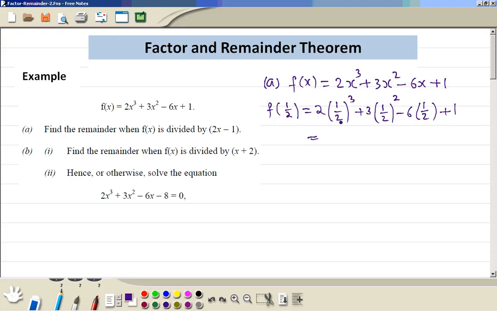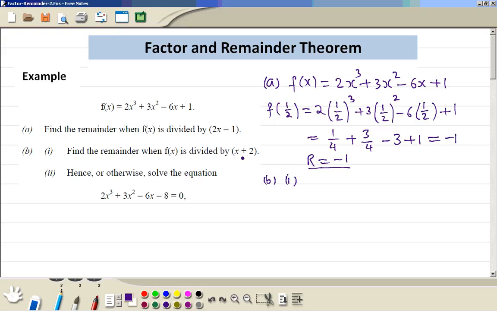So this is 1 over 8 times 2 is 1/4. This is 3 divided by 4. This is 6 times half is minus 3 plus 1. So that's 1 plus 1 is 2, take away 3. So therefore the remainder r is equal to minus 1. Then B, part 1.